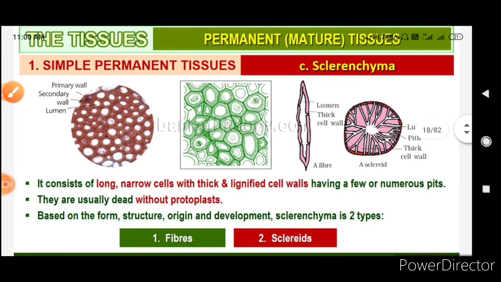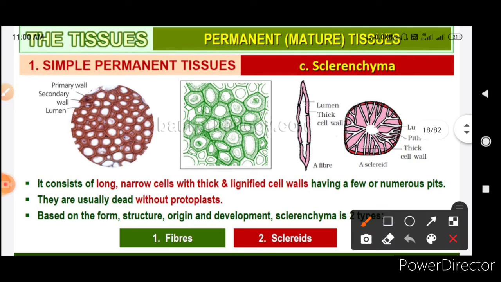Now comes the third simple permanent tissue, that is sclerenchyma. Now it consists of long narrow cells with thick and lignified cell walls having a few or numerous pits. They are usually dead without protoplast. These are the dead cells without protoplast, and based on the form, structure, origin and development, sclerenchyma is of two types. You can see here the sclerenchyma is of two types, that is fibers and sclereids.